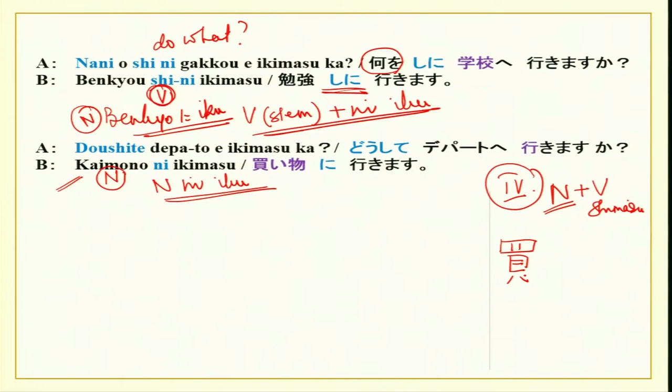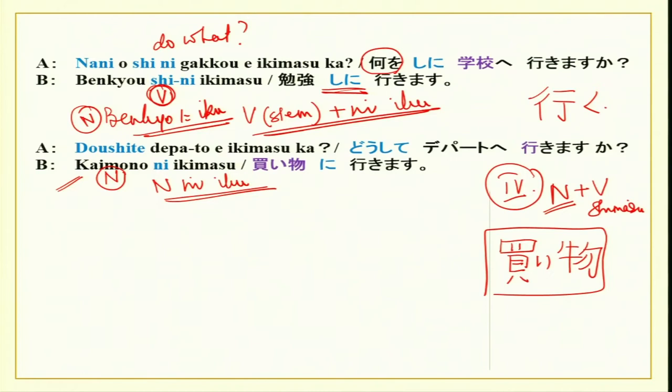Kaimono ni ikimasu is a kanji here, which I want to do. Kai and mono. Mono you have done earlier with tabemono, nomimono, kimono. So, kai mono. Iku is another kanji. I keep making these for you so that you are comfortable.